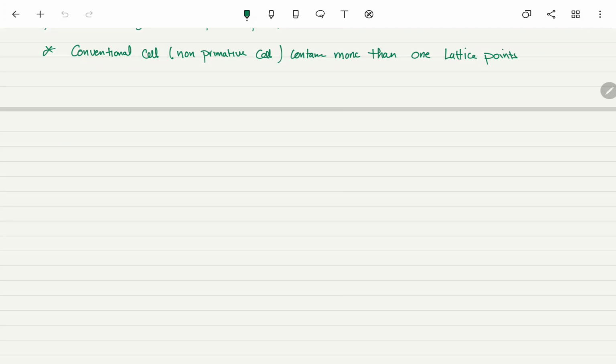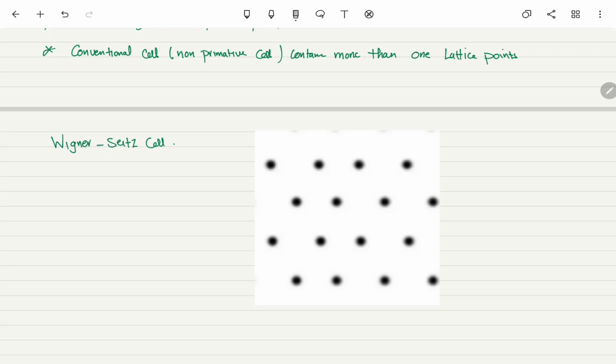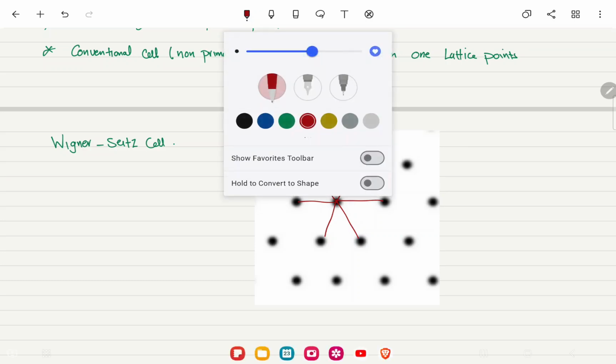Another example of a primitive cell is the Wigner-Seitz cell. To construct a Wigner-Seitz cell, follow this procedure. Pick an atom and make it the central atom, and draw lines to all nearby atoms, like this one here, this one here, this one here, this, and this. Now at the midpoint and normal to these lines, draw a new line like this one here, in another color.